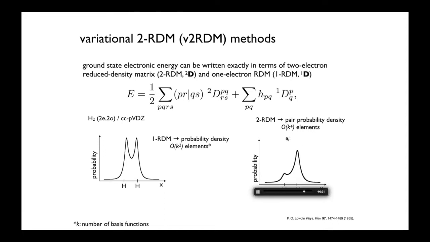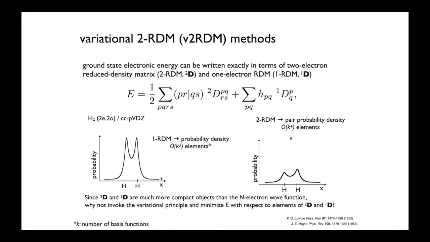So as I move electron 1, the probability of finding the other electron should change. Armed with just these two probability distributions, I should be able to describe the electronic energy exactly. Because these are much more compact objects than the n-electron wave function, it's very tempting to invoke a variational principle to minimize the energy with respect to the elements of these density matrices to determine them directly without knowledge of the wave function.